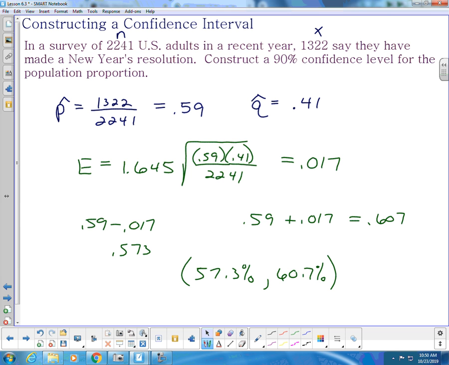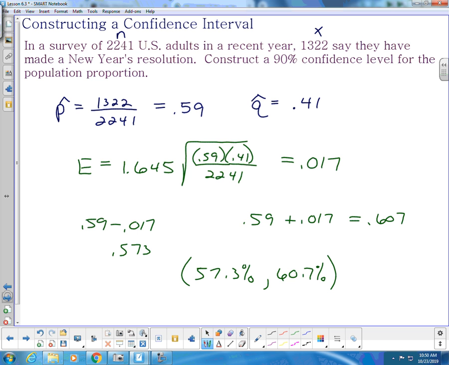Make sense? Find that proportion of the whole population. It's going to be in there somewhere. You have a 90% chance of it being in there. Grant. So we're taking our margin of error and adding it to P hat, subtracting it from P hat.